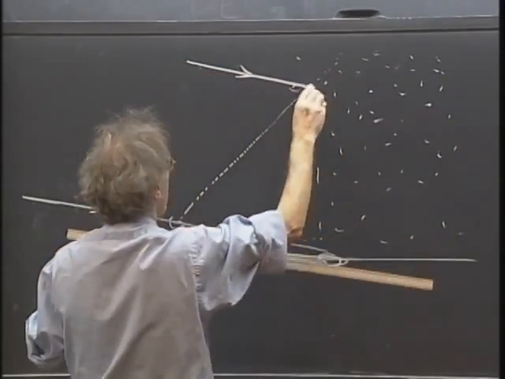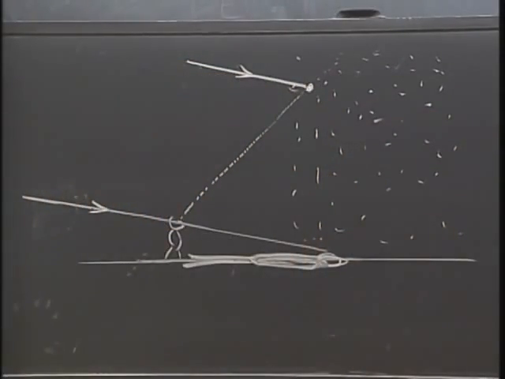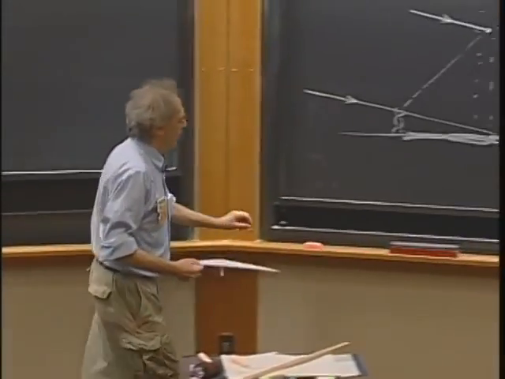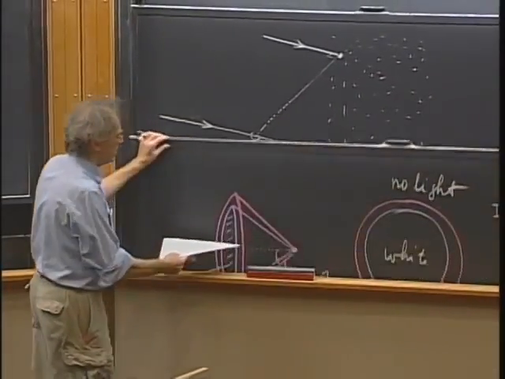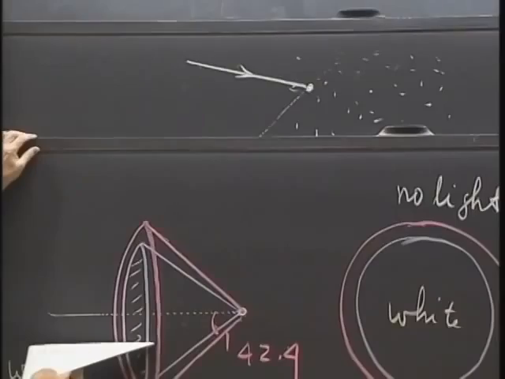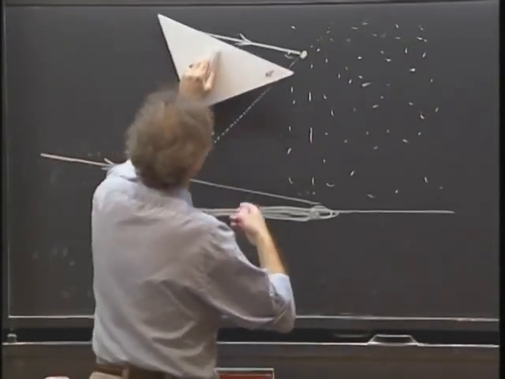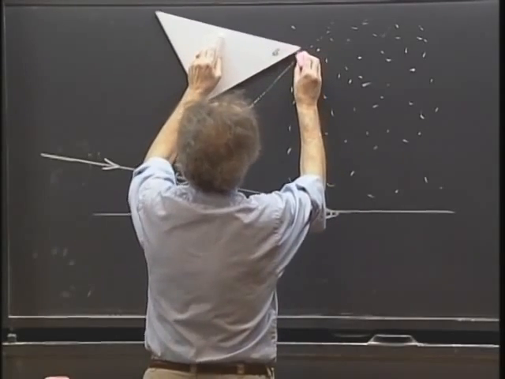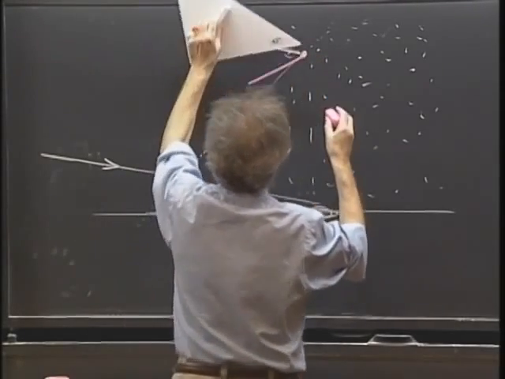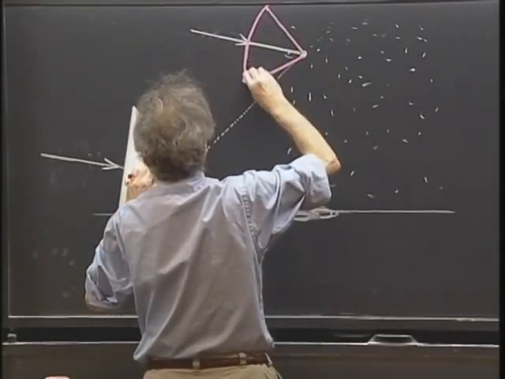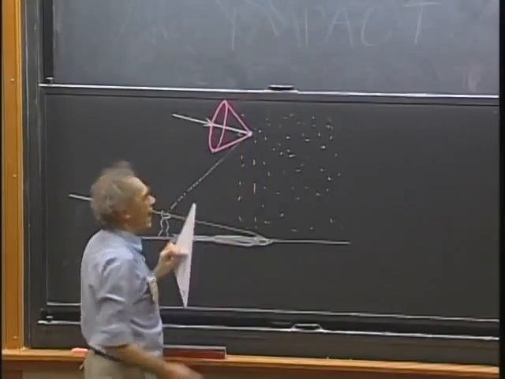And what does this one drop do? Like all the other zillions of drops, they reflect into the direction of the sun a cone, which is like this. Each one does that individually. So there we go, 42 degrees. Here is that cone, 42 degrees. Here is that cone. And I will not draw the violet one.